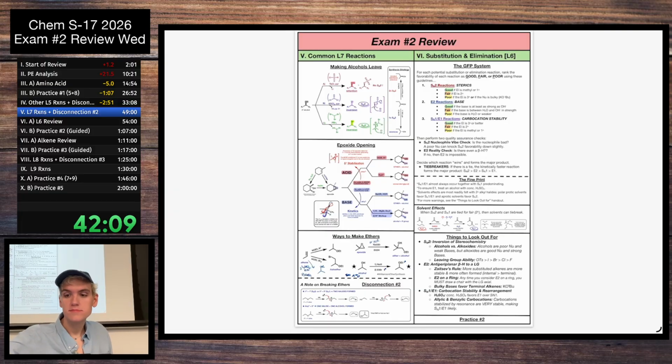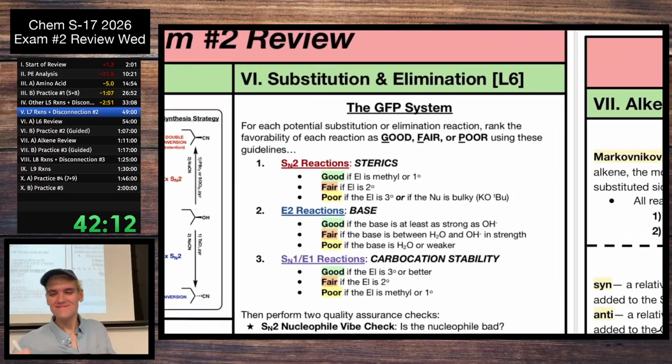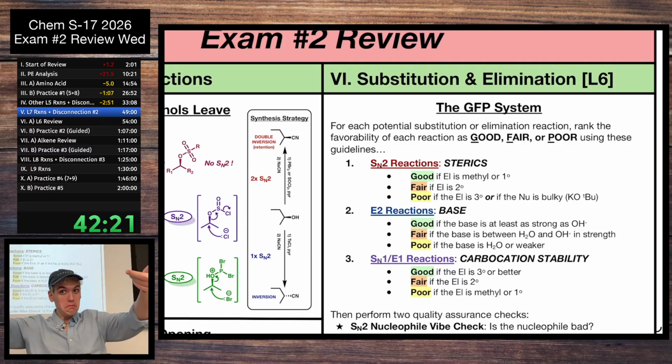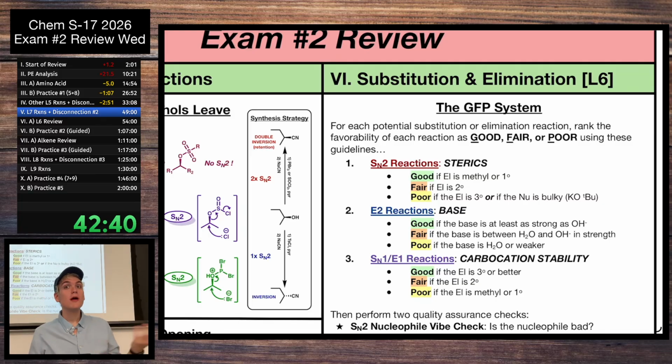So let's see. Lecture 6, substitution elimination. What's the most important thing we care about for SN2? What's the most important thing we care about for SN2, E2, SN1, E1? Good, okay. If we see conc H2SO4, what are we thinking? E1. What's the trap with conc H2SO4? There's a case where conc H2SO4 is not E1. What is that case?